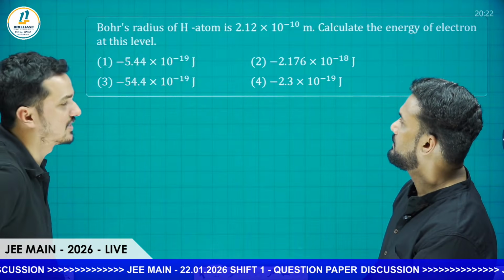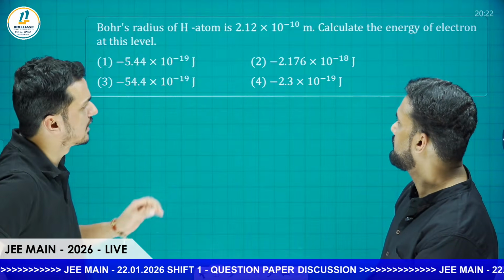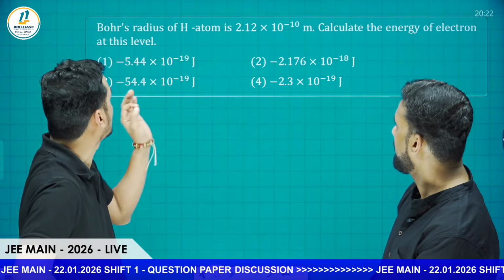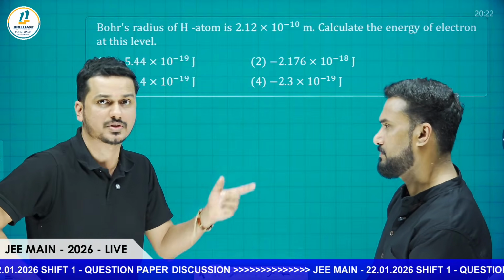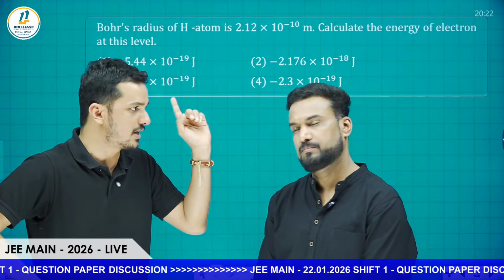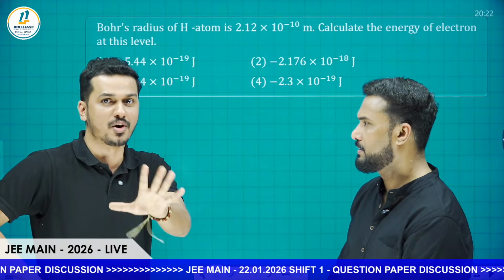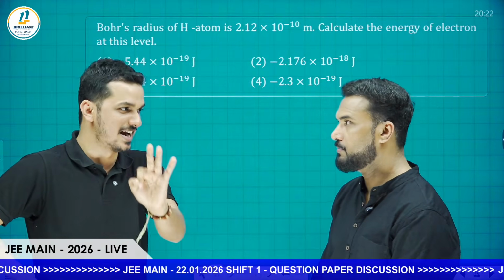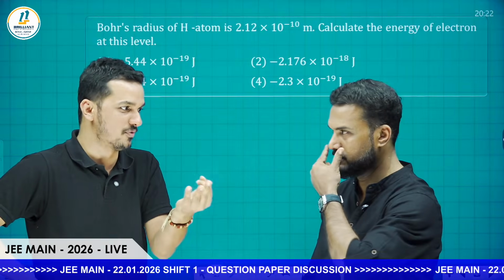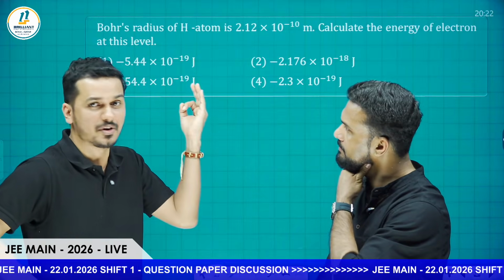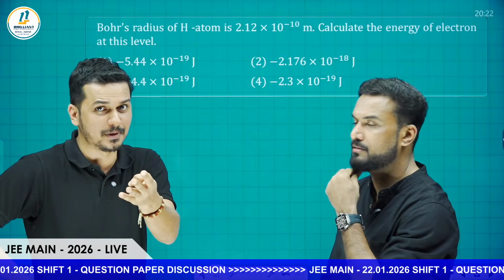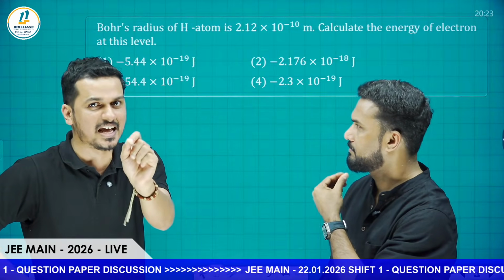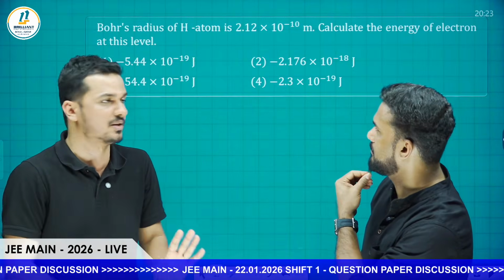Bohr's radius of hydrogen atom is 2.12 into 10 raised to minus 10 meter. Calculate the energy of electron at this level. Before doing this question, yesterday also a similar kind of question came. So focus on the Bohr model equations: radius, frequency. Today they asked about energy, radius, time period, everything. Try to remember those relations.